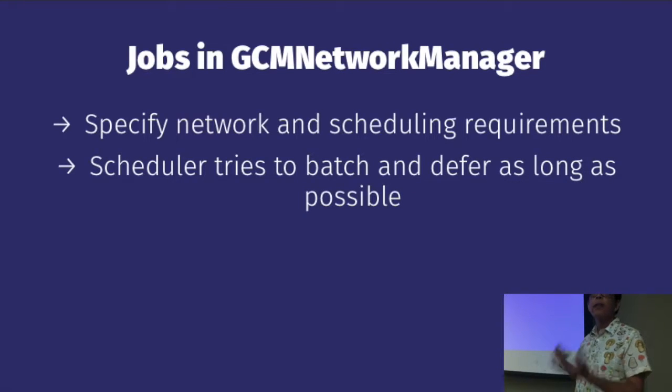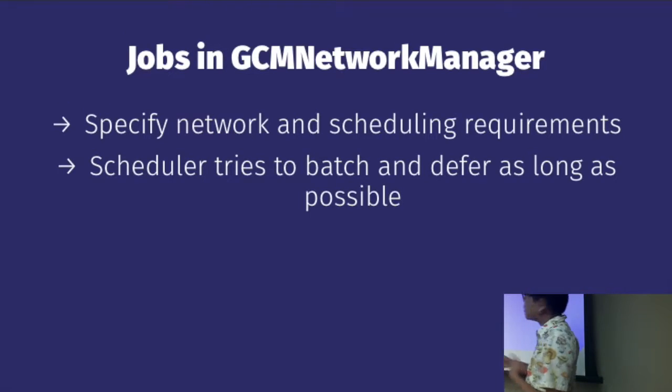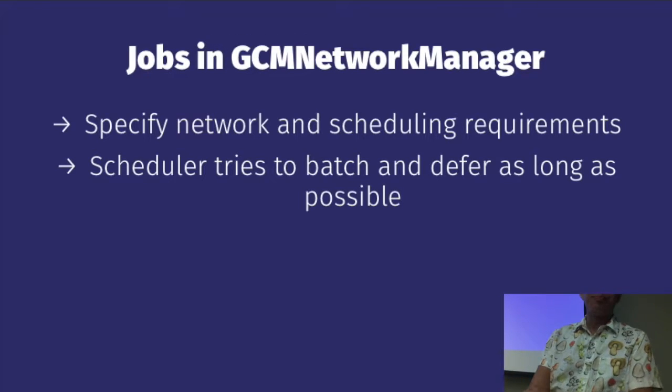Once the scheduler has all this information about each of the jobs, it can then try to batch tasks from different apps, different processes, or different parts of your app together and defer them as long as possible. So if you say that you need a network connection and that it needs to be Wi-Fi, it will wait until Wi-Fi is available. If you say that you don't need it to be exact, it will wait until some other requests have come in and try to batch them all together, then wake the radio up and send them all out.